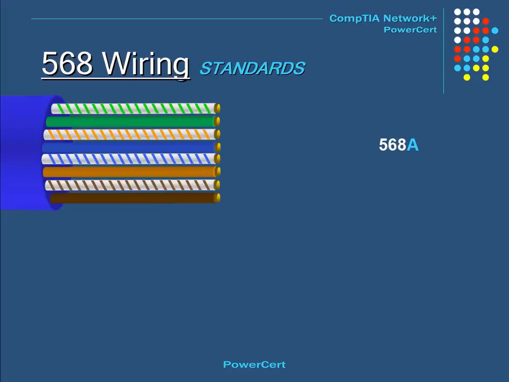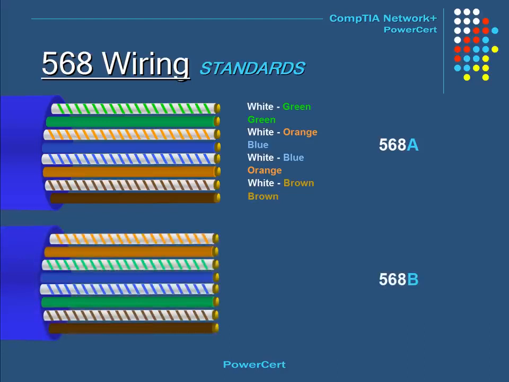The 568A standard is wired in this order: white-green, then green, white-orange, blue, white-blue, orange, white-brown, and brown. And the 568B standard is wired in the following order: white-orange, then orange, white-green, blue, white-blue, green, white-brown, and brown. There is no difference in functionality as to which standard is used.